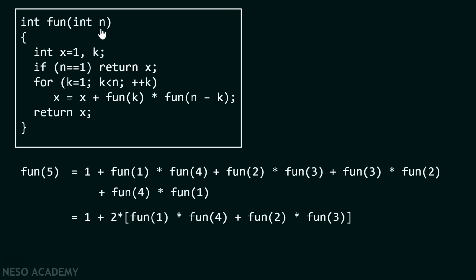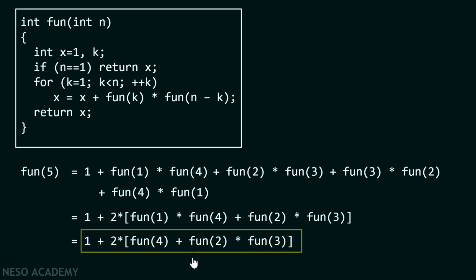What is the value of fun1? In this case, n is equal to 1. This condition will definitely be satisfied, right? And it will return value x, which is equal to 1. Therefore, I can say that fun1 is nothing but 1 only. So I can write this statement as 1 plus 2 into fun4 plus fun2 into fun3. Now this statement is what we need to evaluate next.